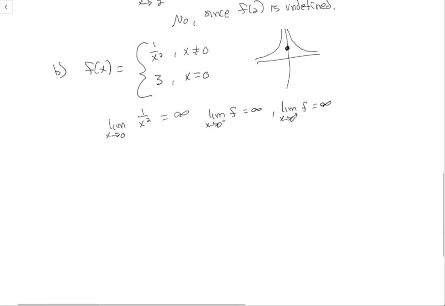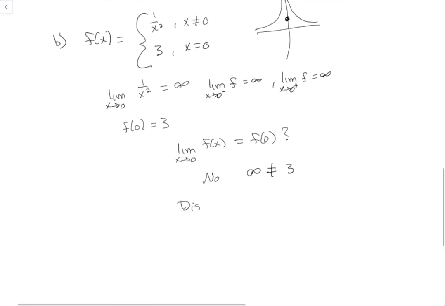Now, when we look at the function value, f at 0 is equal to 3, so that is defined as well. So then, our question is, is the limit of f equal to f at 0? I'm going to put a question mark. Is that true? And the answer is no. So, infinity does not equal 3. So this function is discontinuous at x equals 0.